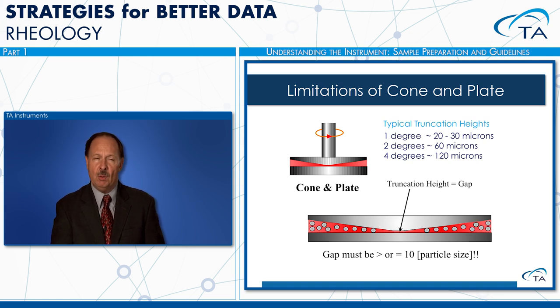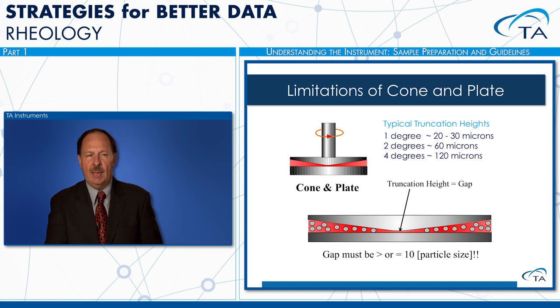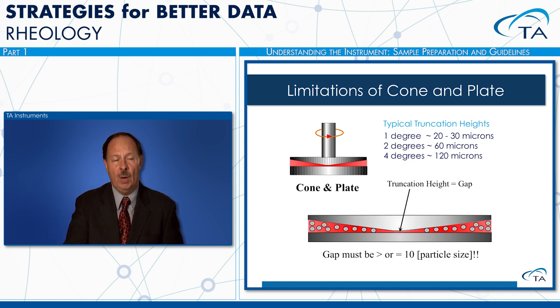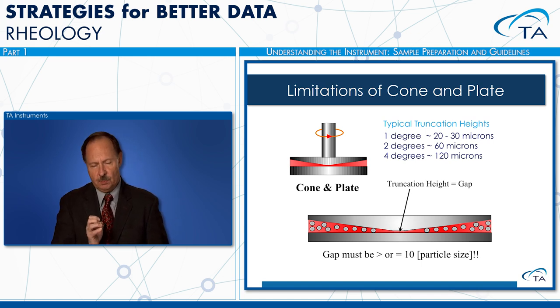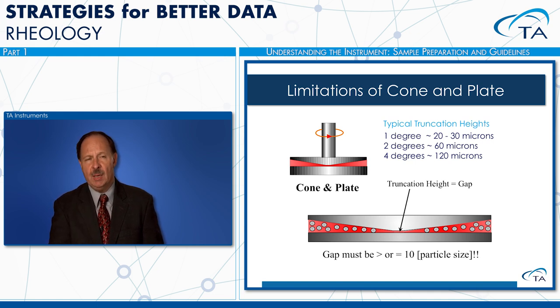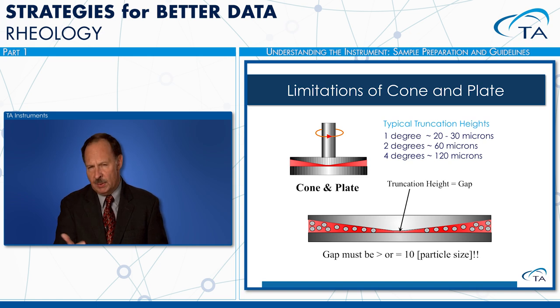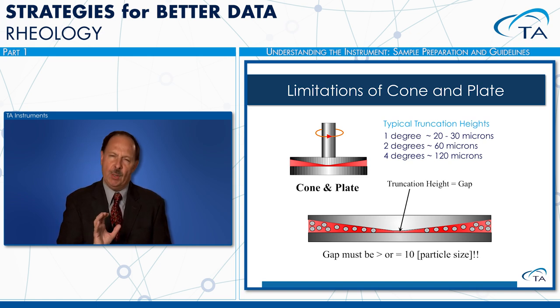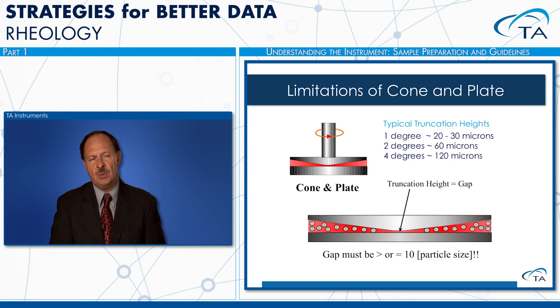So we show here the typical truncation gaps for the different angles: 20 to 30 microns if it's 1 degree, about 60 microns if it's 2 degrees, and 120 microns if it's 4. One of the concepts that we have in the world of rheology is what we call the 10-to-1 rule, which says that we want our gap to be at least 10 times the size of our largest particle. So if we're running with a cone geometry, and let's say we're using a 2 degree, that means that our truncation gap is going to be around 60. That means that the highest diameter particle that we could work with will be about 6 microns, about 1/10 of that. And sometimes that could be very restrictive to the materials that our customer has.